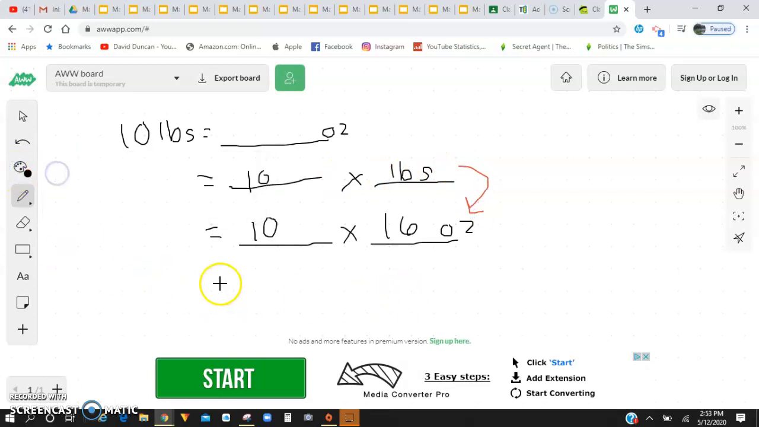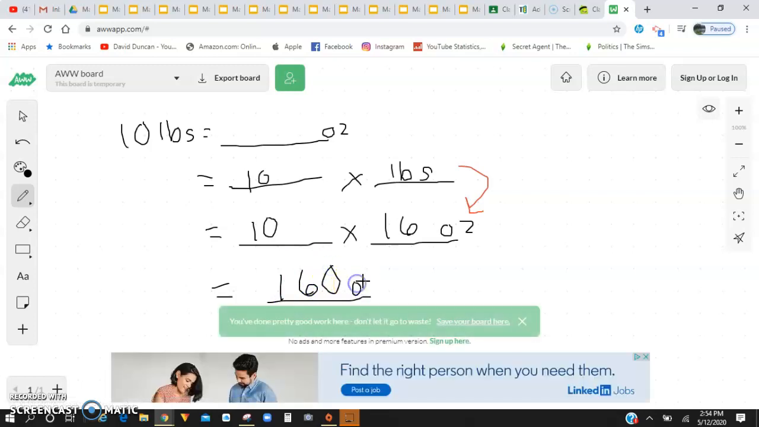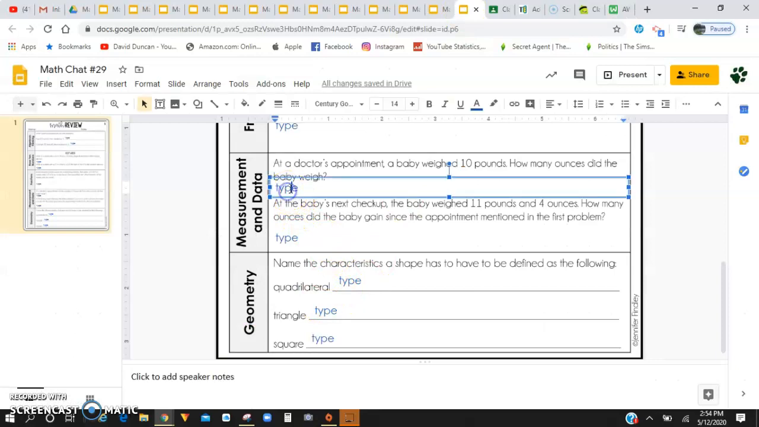Now I'm going to do the get back together, and I need to multiply these two numbers. 10 times 16 is 160 ounces. There we go. So my answer right here is going to be 160 ounces. Or you can just do it like this and abbreviate it.